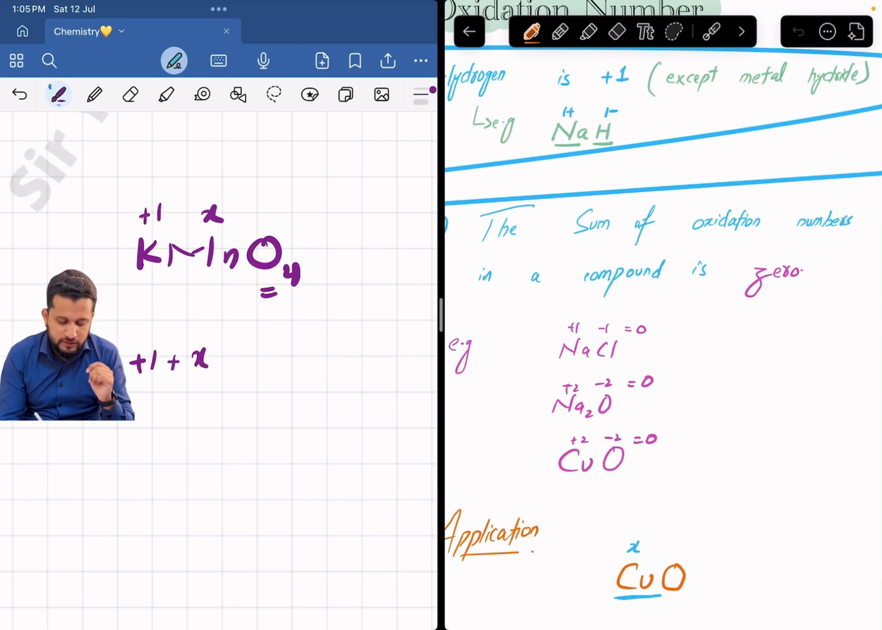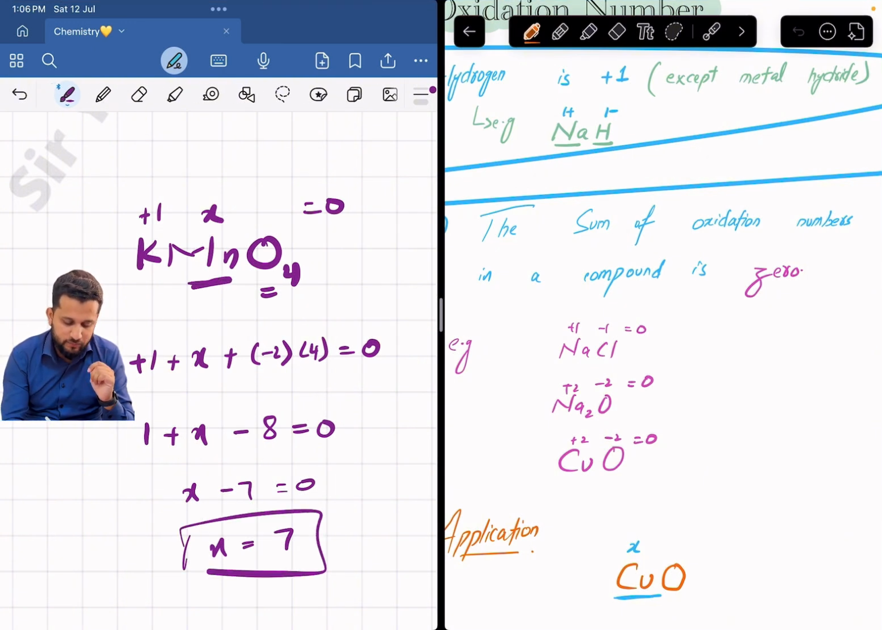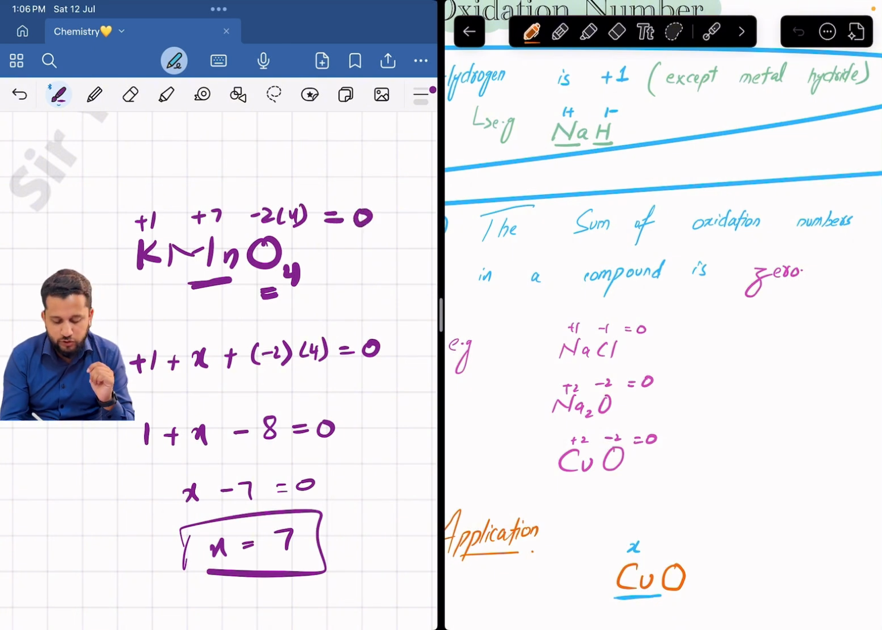So +1 plus X plus -2 times 4, and the overall charge is 0. So 1 plus X minus 4 times 2, which is 8, equals 0, and then X minus 7 equals 0, and then X equals 7. So the oxidation number of manganese is 7. The oxidation number of manganese is +7. This is +1, and the oxidation number of oxygen is -2 times 4. So the sum of charges equals 0. You can confirm this: +1 plus 7 minus 4 times 2, which is 8. +1 plus 7 is +8, and then -8 equals 0.